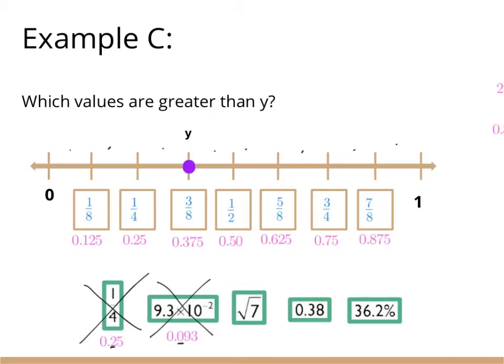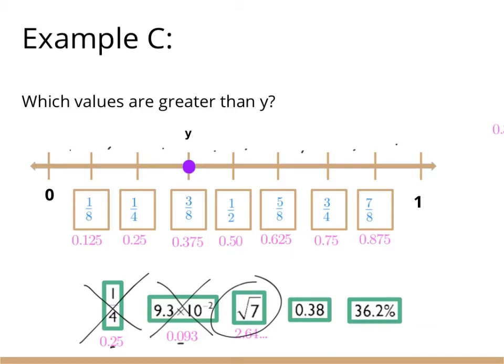Then I've got the square root of 7. Luckily for me, I've picked up my calculator. I'm going to push 7 in the calculator and hit my square root button. When I do that, I end up with 2.64 going on forever and ever, because it's not a number that's going to end. Is 2.64 greater than 0.375? You bet. 2 is going to be way bigger than this decimal. So that is going to be one of my correct answers. I can go ahead and throw a circle around that.